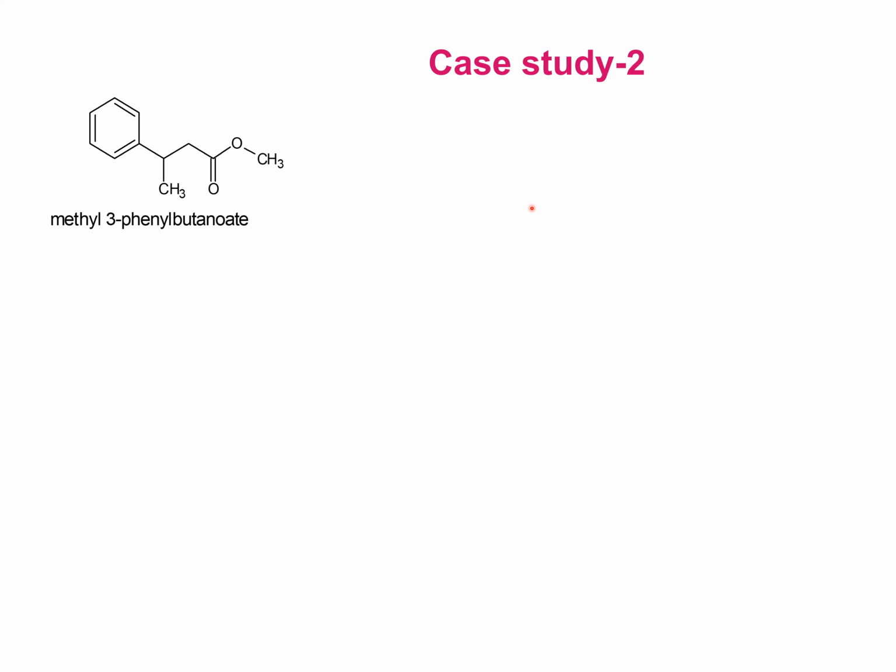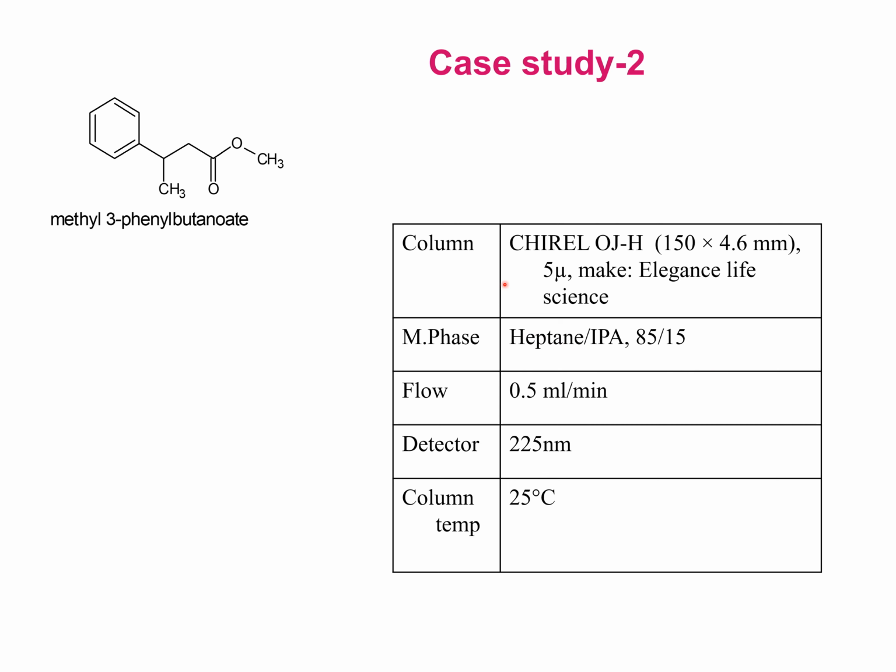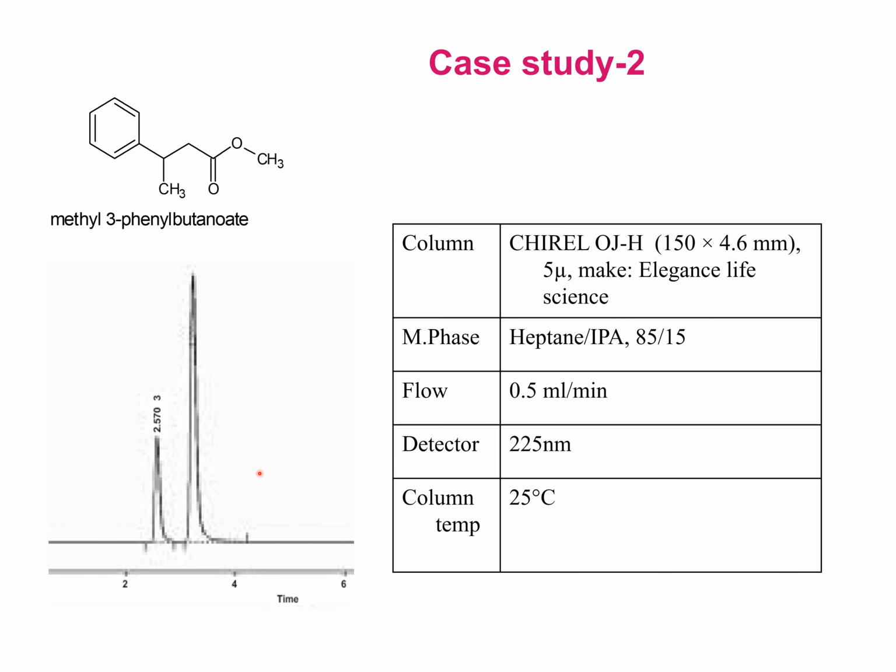Now see in which condition both isomers of this molecule are getting separated. Column: Chiralcel OJ-H, mobile phase: heptane, isopropyl alcohol in a ratio of 85:15. Both isomers of this molecule are getting separated. There is baseline separation.